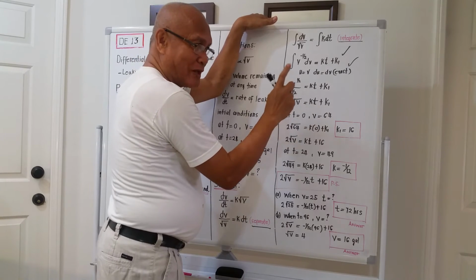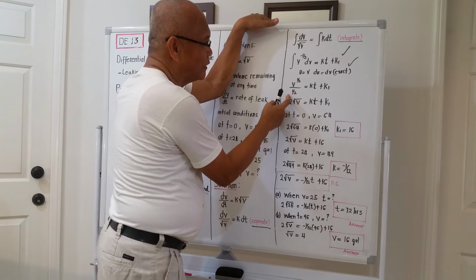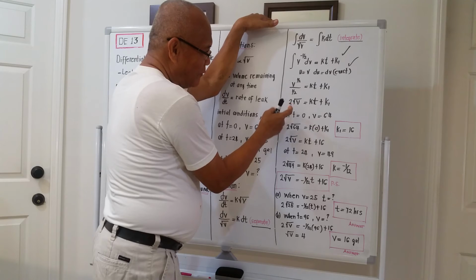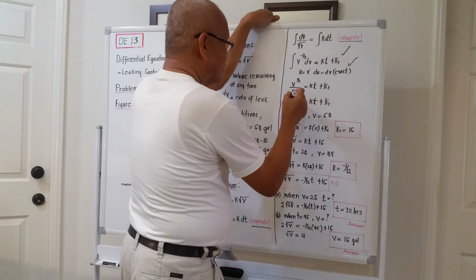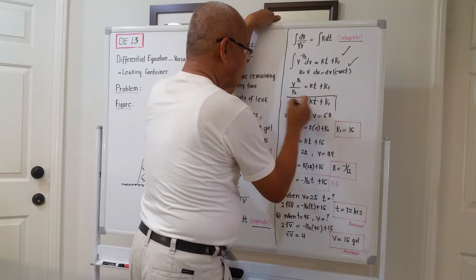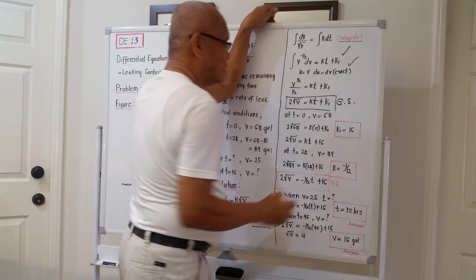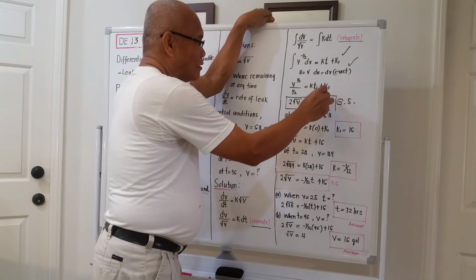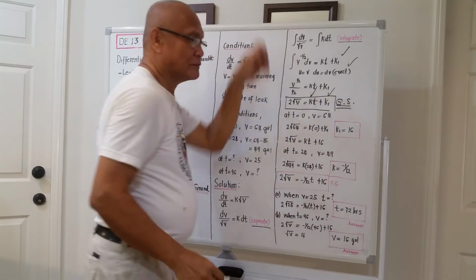Minus 1/2 plus 1 is actually plus 1/2, all over 1/2, equal to kt plus k1. This will become 2 the square root of v equal to kt plus k1. So this is now the general solution of the differential equation. General solution, why? We do not know the value of k for the meantime. We do not know the value of k1 for the meantime. It is referred to as general solution.